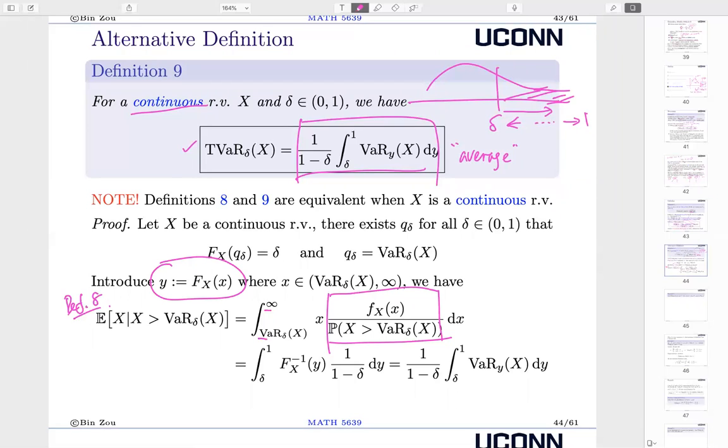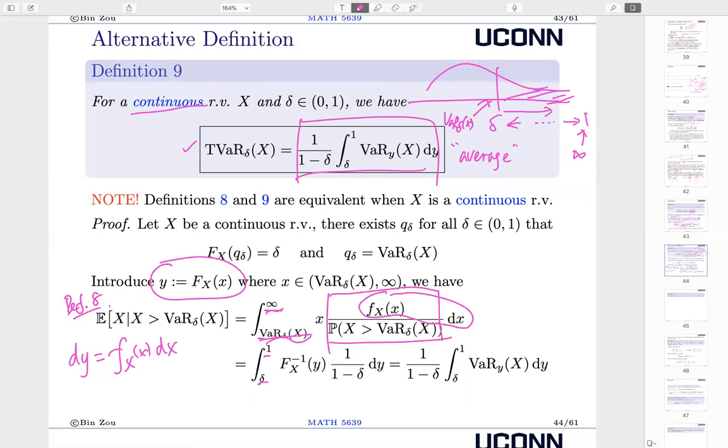That's somehow complicated, right? By the way, from here you can see dy equals the density times dx, so it replaces this part. But it's not that straightforward to figure out the interval, although again, by intuition, this number corresponds to VaR delta, which is x. And if there's no upper limit, this is infinity, so that's why it expands from here to infinity. It corresponds to delta to 1.